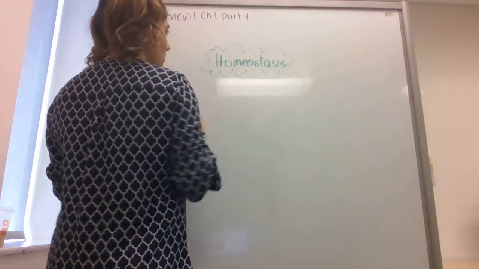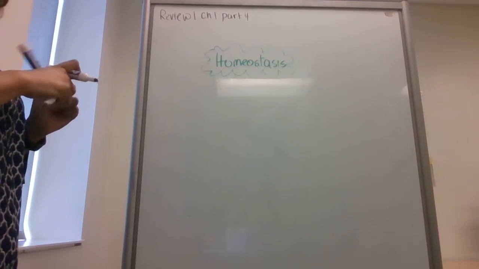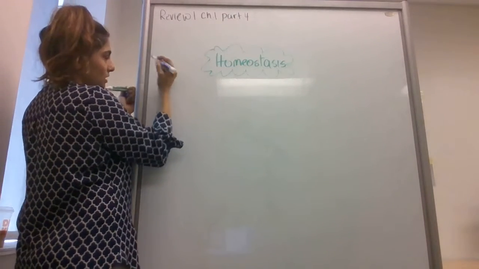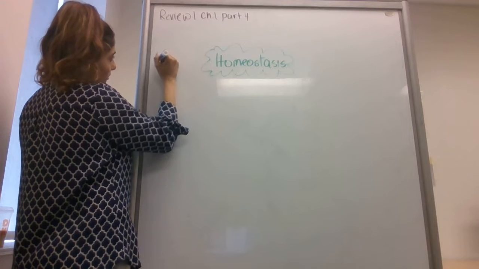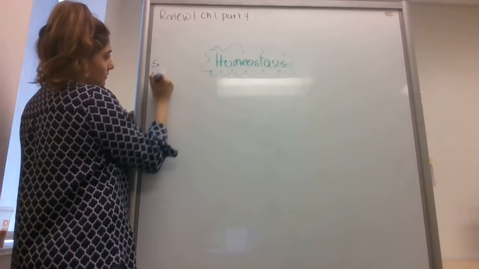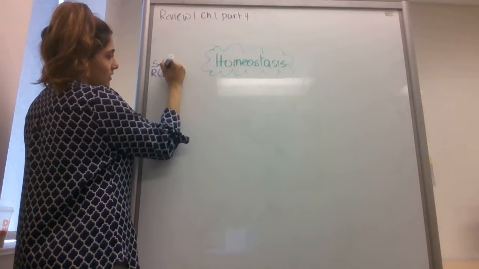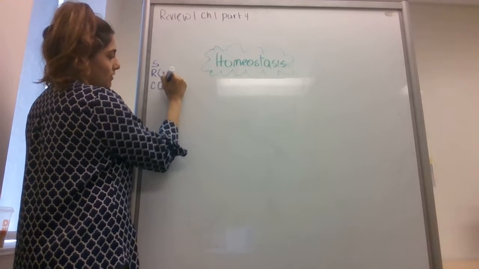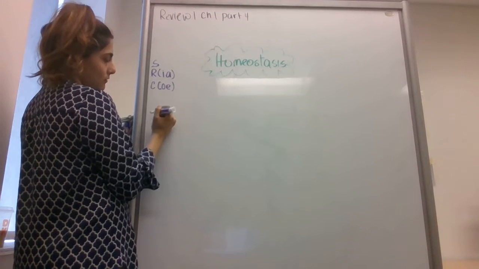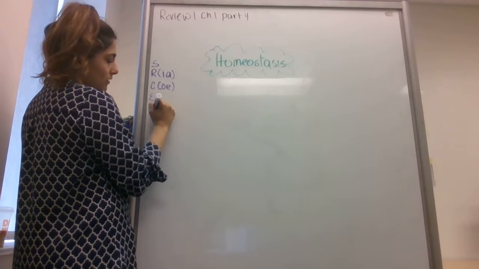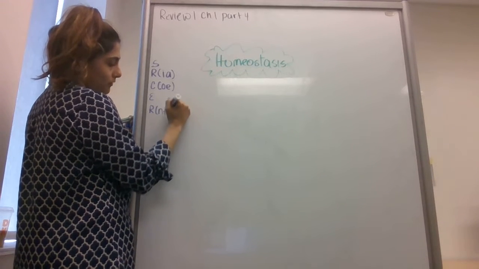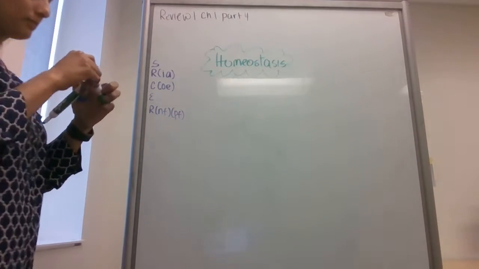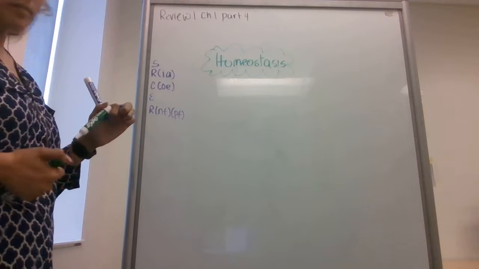And every time we talk about homeostasis, I make myself a little checklist. I'm going to write it on the side and I'll explain it in just a second. It just helps me make sure that I get all the parts of it. I usually write S, R, I, A, C, O, E, E, R, N, F, and P. Let's go ahead and talk about homeostasis.